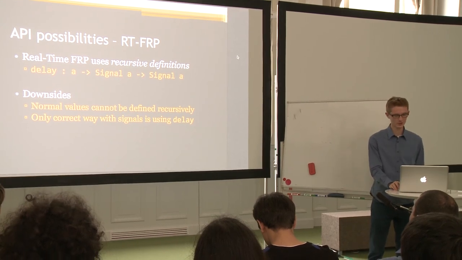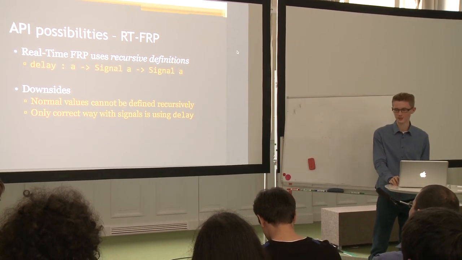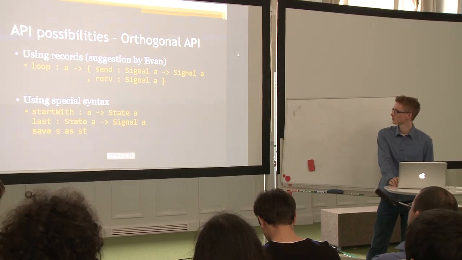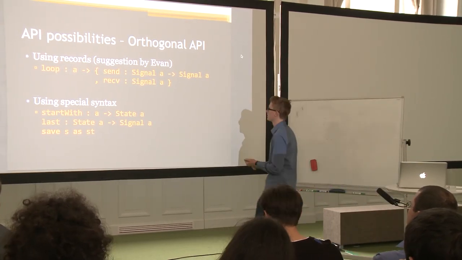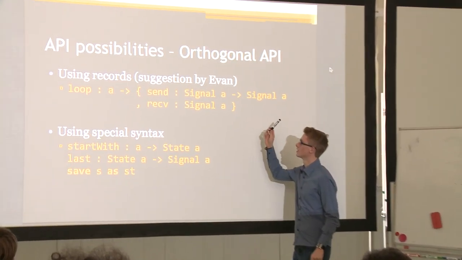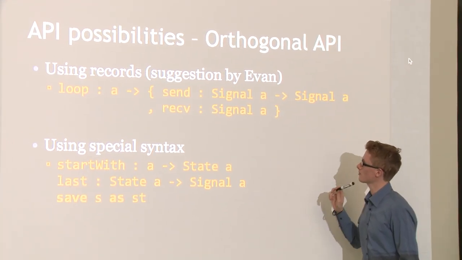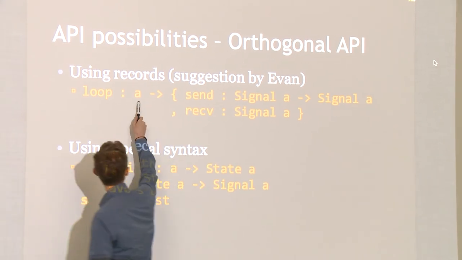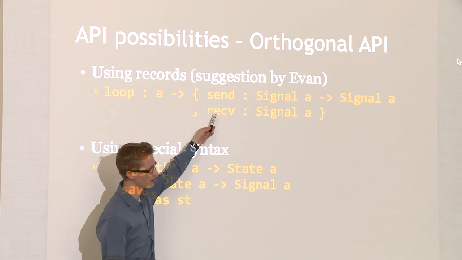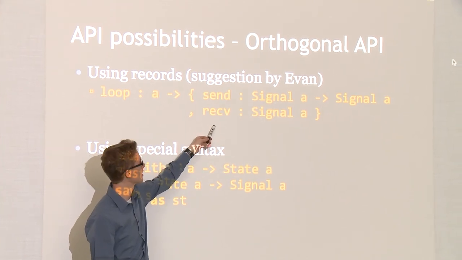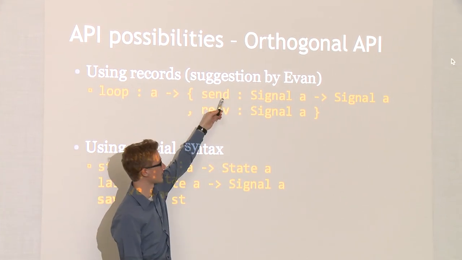Those are the two different flavors that already introduced loops. So this is an old idea of Evan's to use records. So this is the default value. And you can just use it with receive at some place. And you can update it with send.